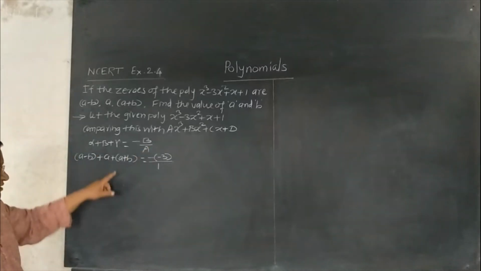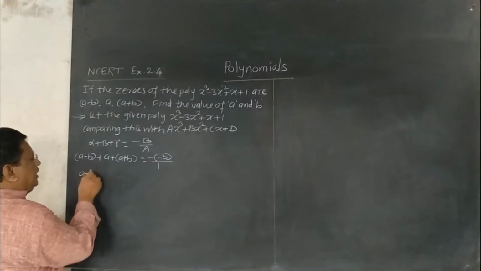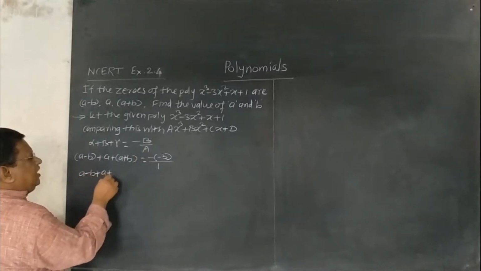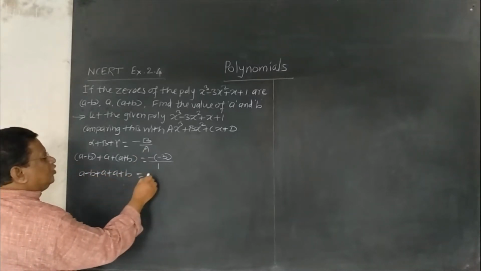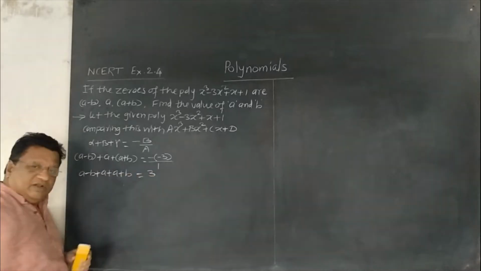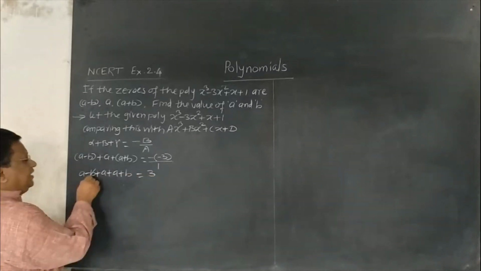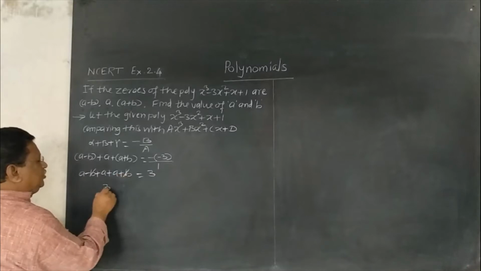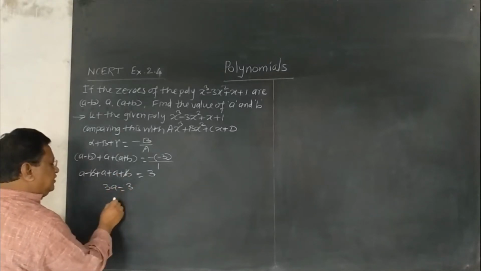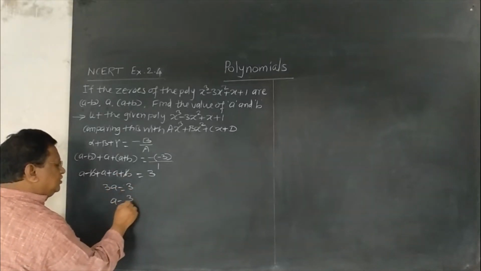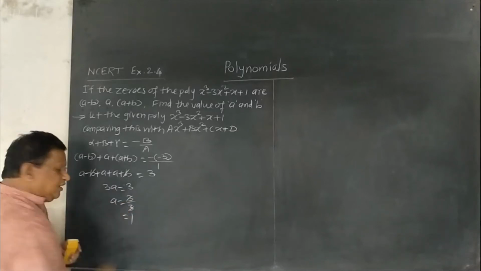Next. Now a minus b plus a plus a plus b is equal to minus minus 3 plus 3. So minus b plus b cancel. So 3a is equal to 3. Therefore a is equal to 3 upon 3, that is 1. So we get this value.